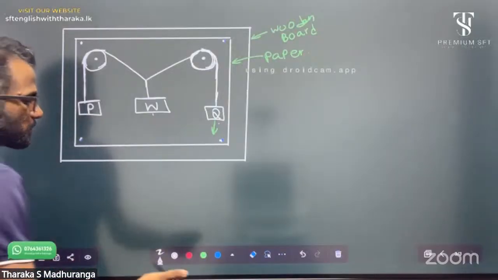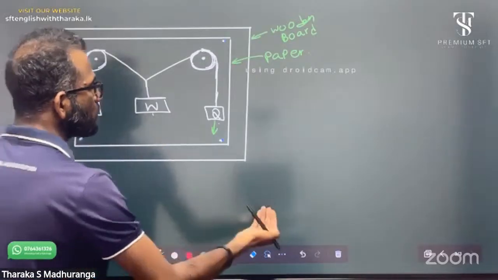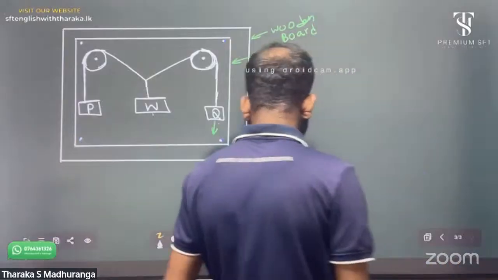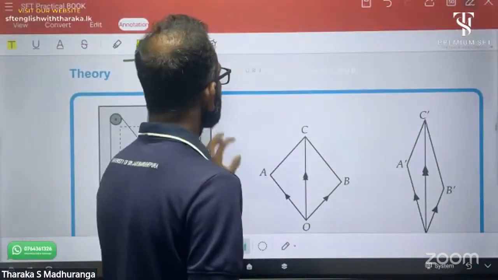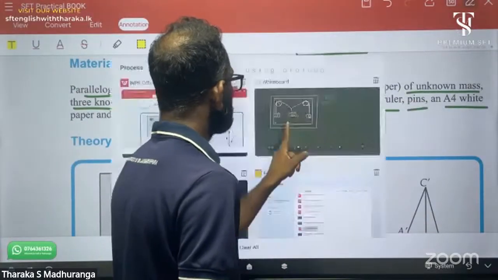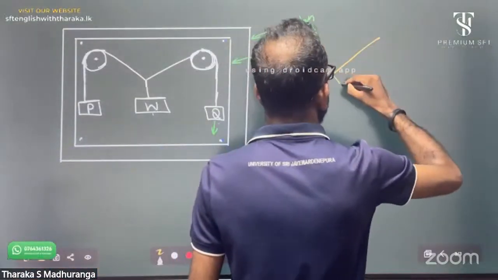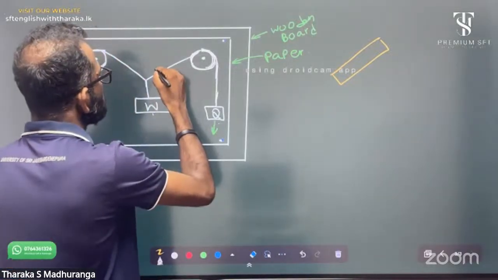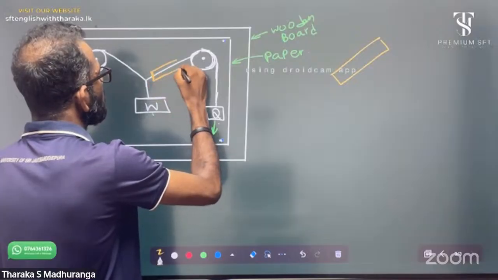Now you have to get the bar. I told you we have to get a mirror, a plain mirror strip like this. Now we have to place this mirror like this.